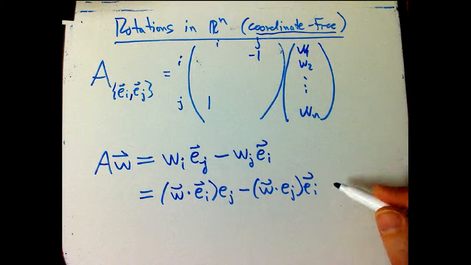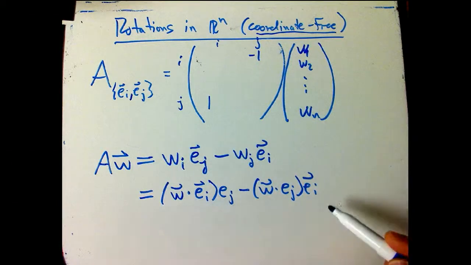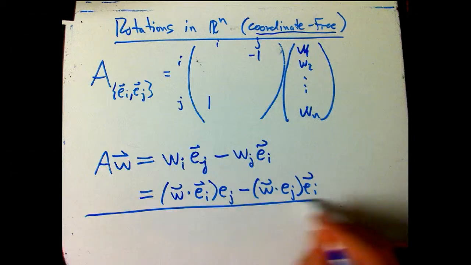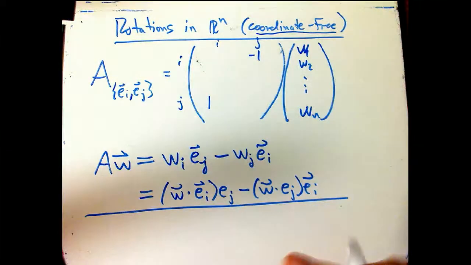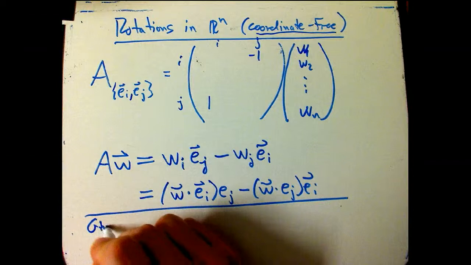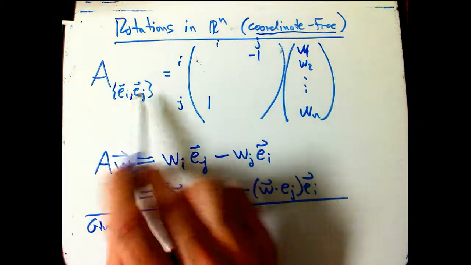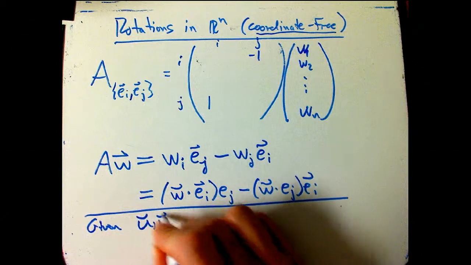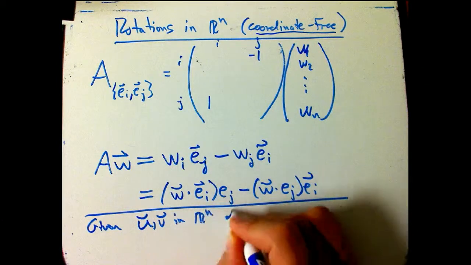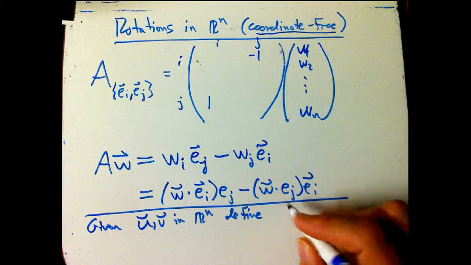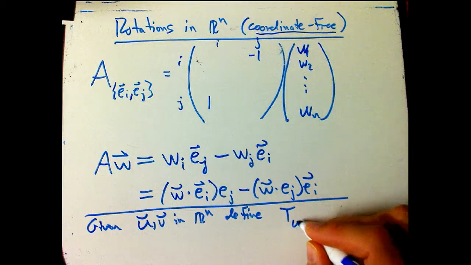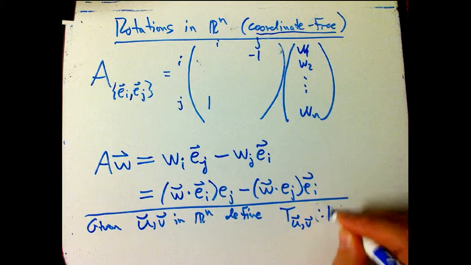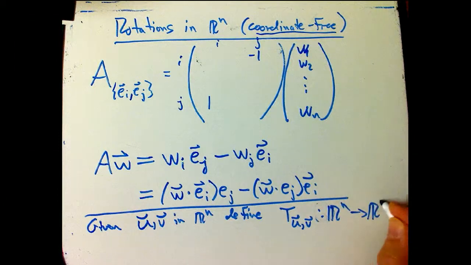Now that looks familiar from the rest of the videos in this series. So that's the big clue. What we're going to do is, given not just basis vectors, we want to get away from this idea that these are special. Given just two vectors, u and v, in Rn, let's define a transformation called T sub uv. Well, let's define a transformation from Rn to itself, which you can think of as an n by n matrix.